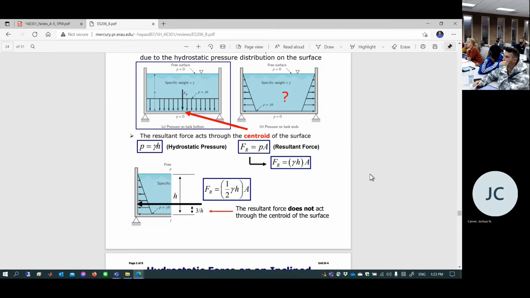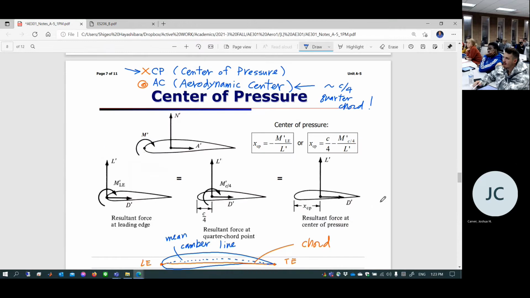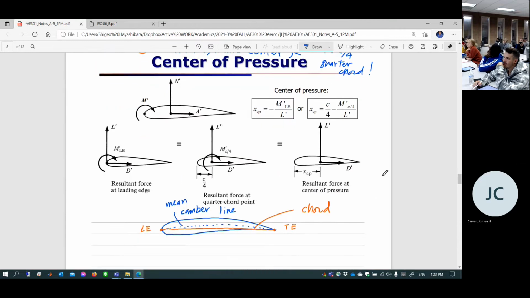Center of pressure is the location where the resultant force acts through without the moment developed with it. It's the same thing. Okay? So same thing. We're going to go back and redefine center of pressure to begin with. Center of pressure is, okay?